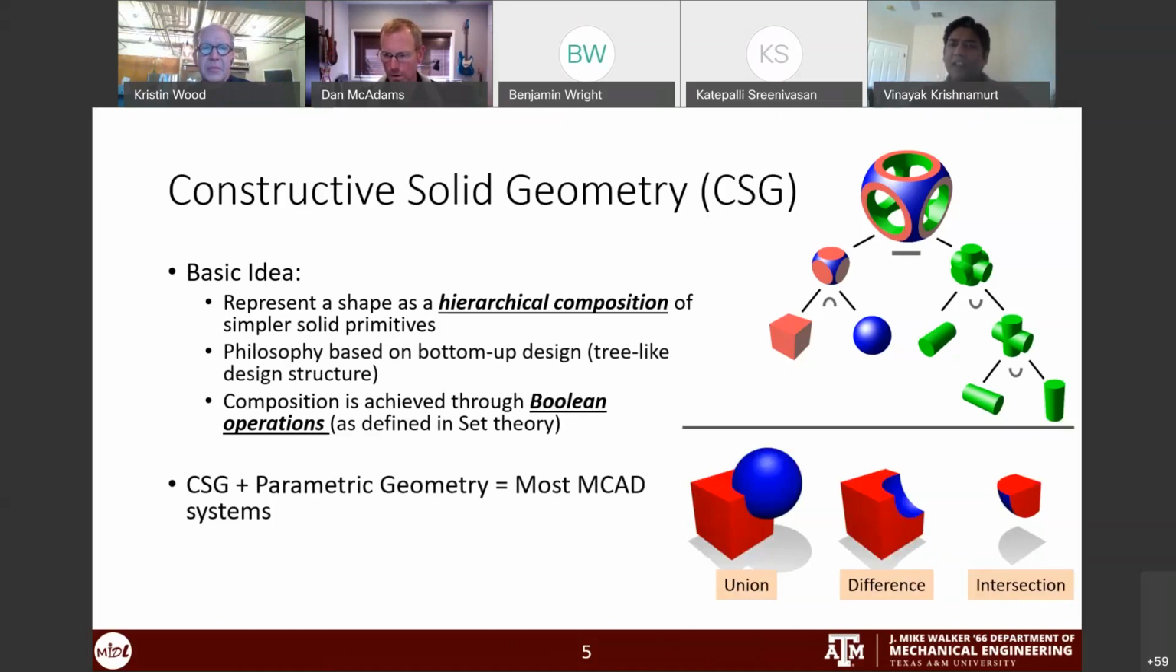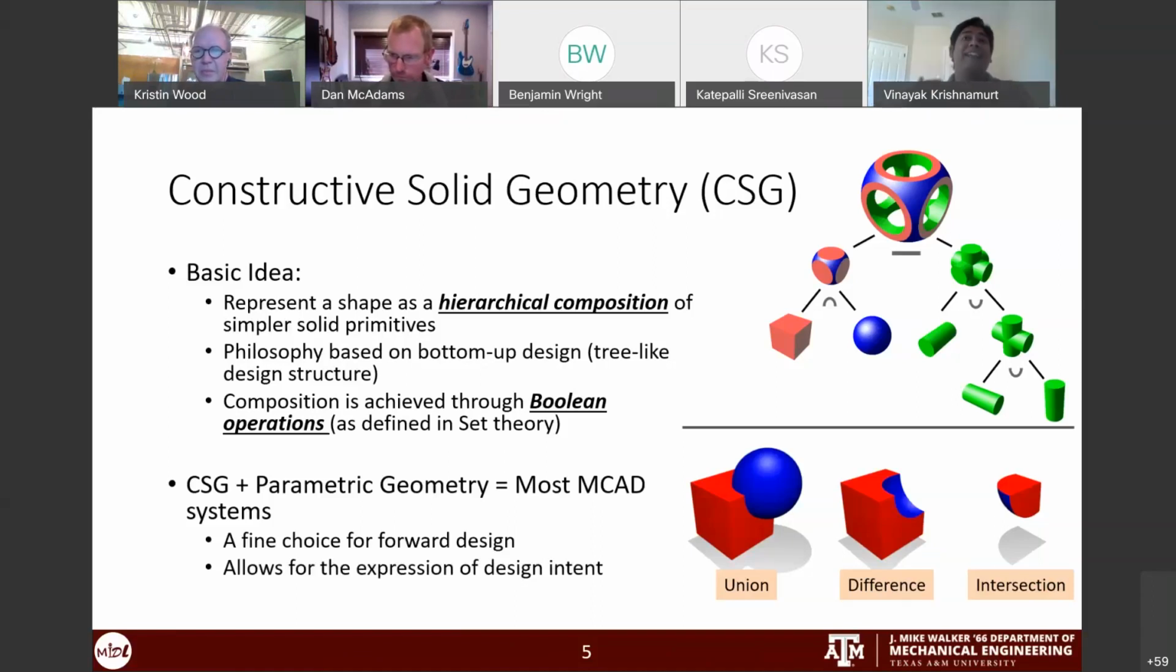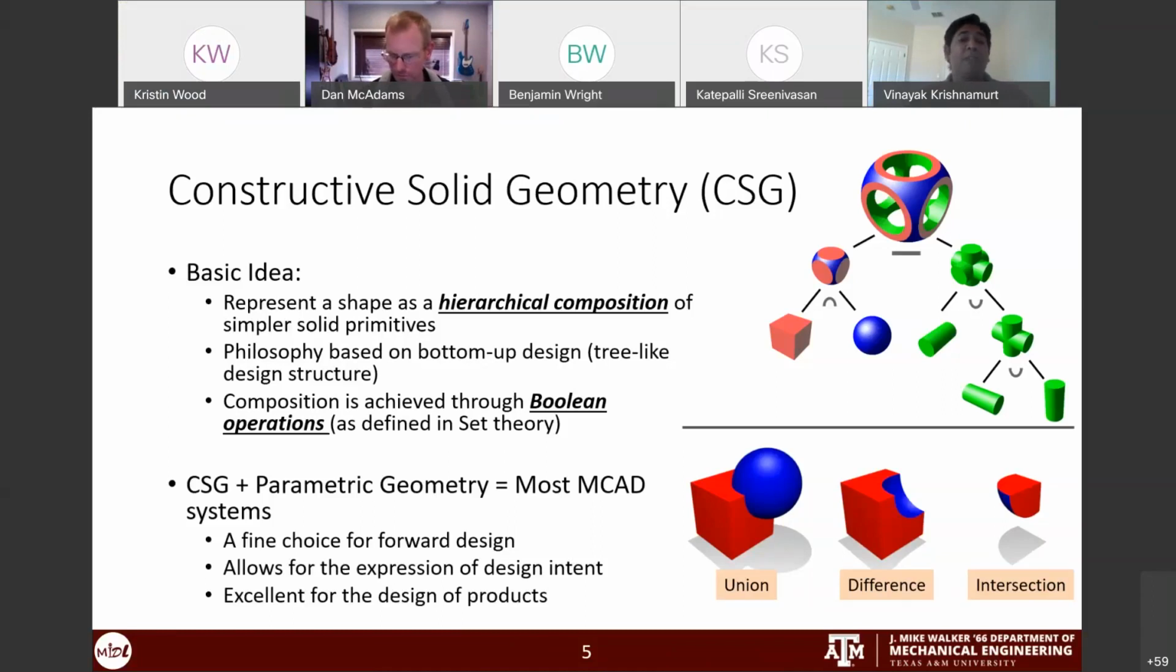Now, this is typically what you will see in most of the engineering design systems. I'm not saying that there's no other way of doing geometric modeling. It's a very rich area, right? But typically in mechanical CAD, that's what happens, okay? And it's a very fine choice for forward design, meaning that if the designer has something in their mind that they want to express, right, as an intent in their product, they can use this paradigm and they can create some really wonderful products, okay? So it's excellent for design of products, no problem there.